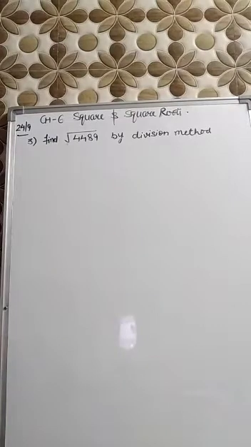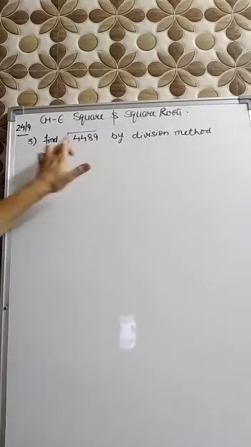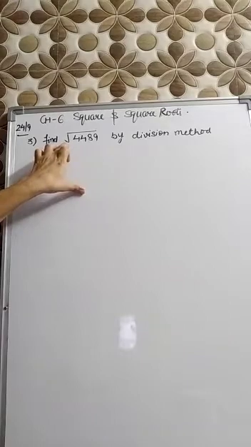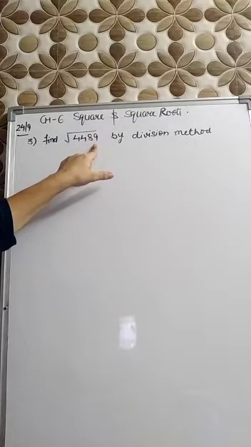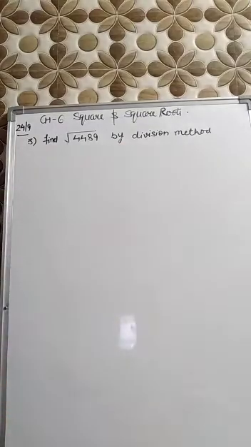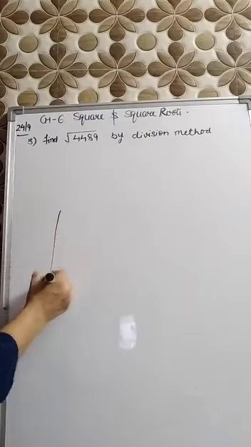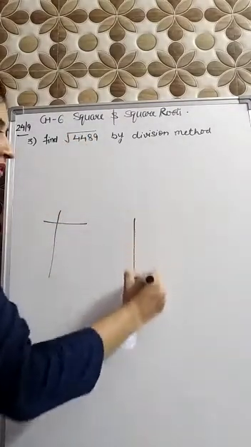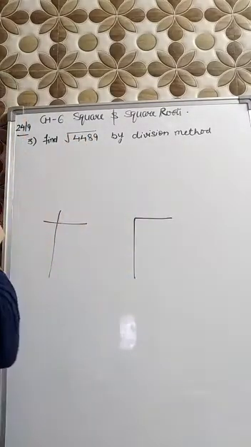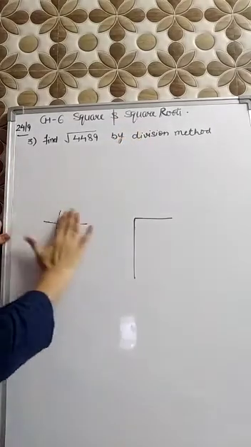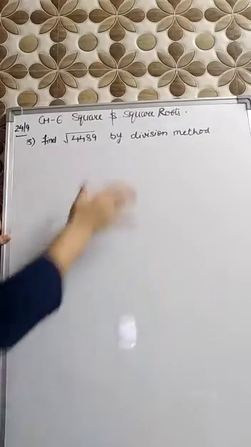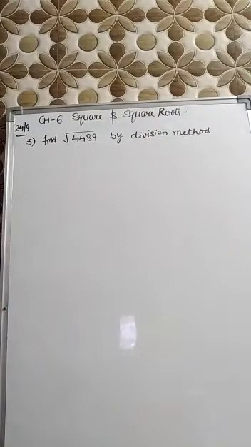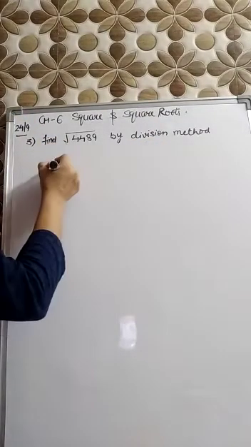Let's start with question number 3. Find the square root of this; this symbol is for the square root. Let's find the square root of 4489 by the division method. For finding the square root, we have two methods. First method is prime factorization, and second method is the long division method. But if the question mentions that you have to do it by the long division method, you have to use that method.